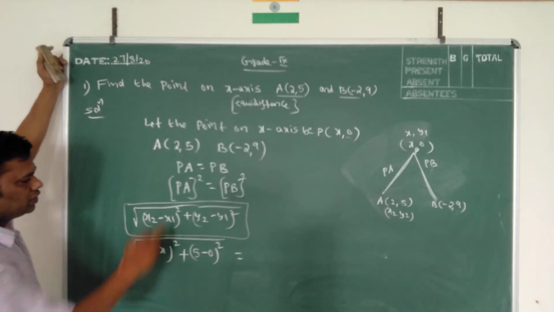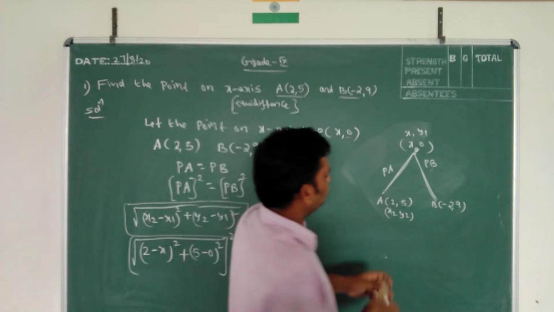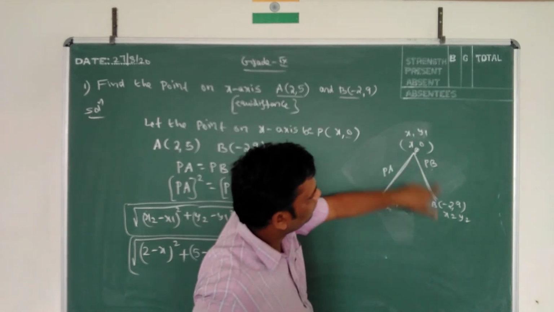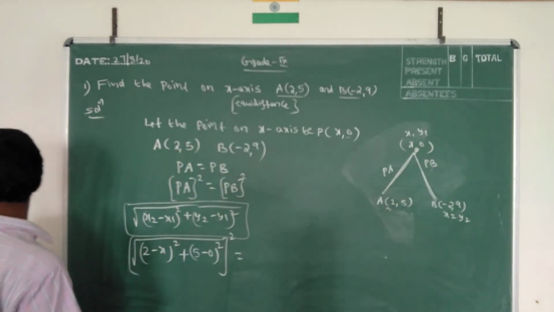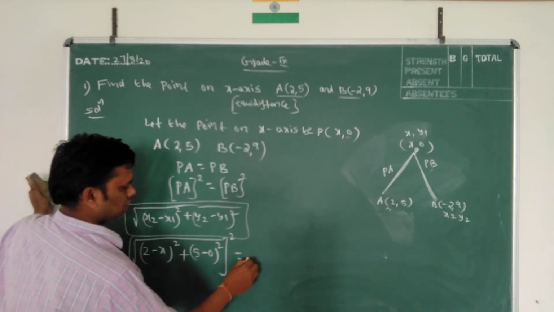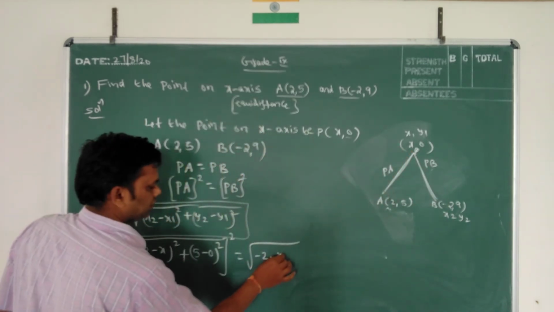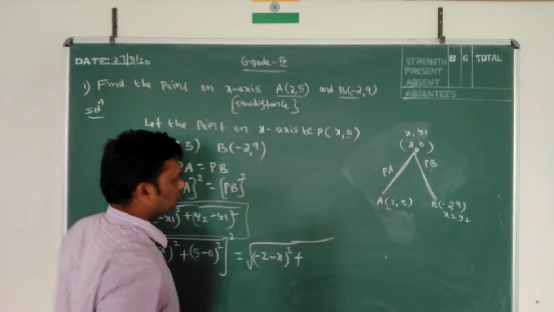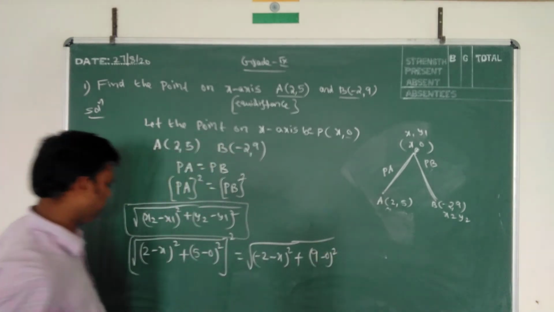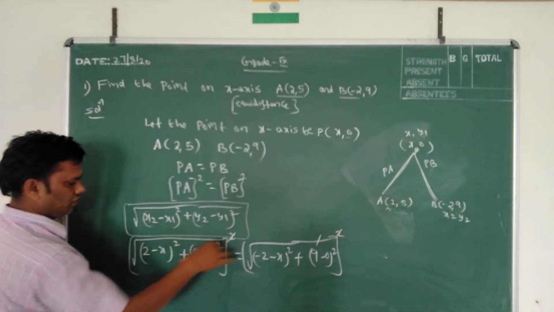is equal to PB whole square. Now PB means under root of minus 2 minus x whole square plus 9 minus 0 whole square. So square is there now, square root will be cancelled.